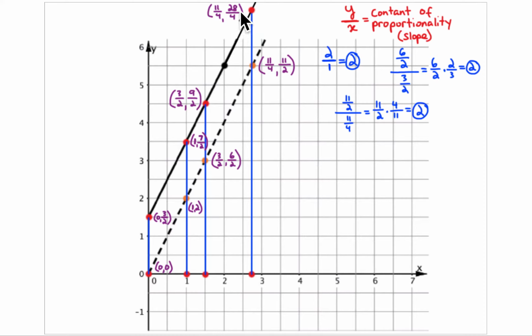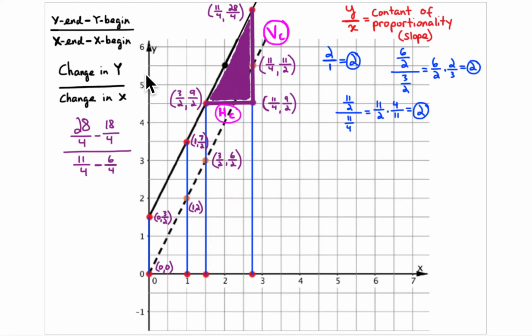All right, so to calculate that change in y compared to the change in x, for the y value, we're going from 18/4. So this is 9 halves right here, which is the same as 18/4. And we're going to 28/4. So I'm going to change everything to fourths. This was 9 halves, and 9 halves is the same as 18/4. So we're going from 18/4, which is right here, and we're going up to 28/4, which is the same as 7.